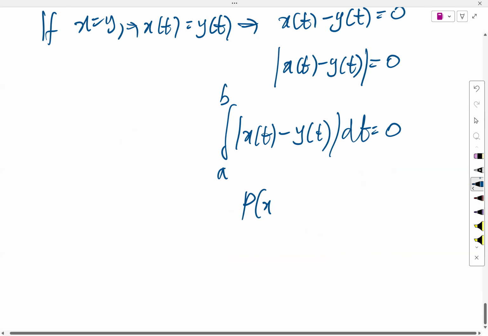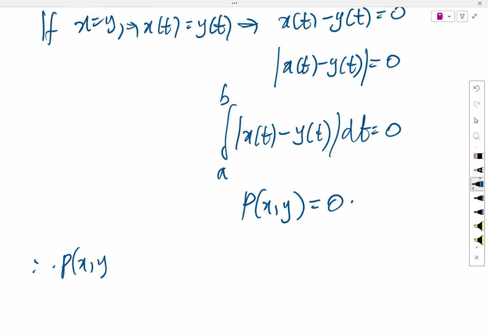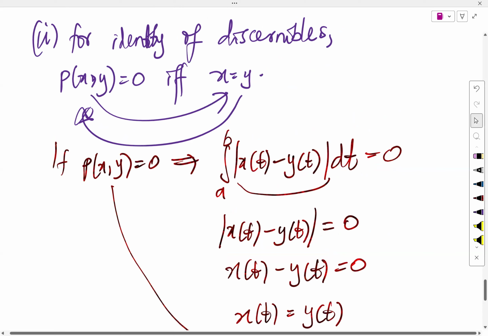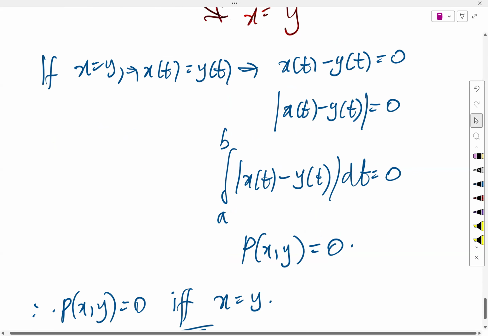So at the end of the day, this expression is back where we started from. So this is like p of x comma y is equal to 0. So you can say, therefore, p of xy is equal to 0 if and only if x is equal to y. So the if and only if is why we have to prove it both ways. Extremely important. Okay, so that goes. So we move on to the third one, talking about symmetry.